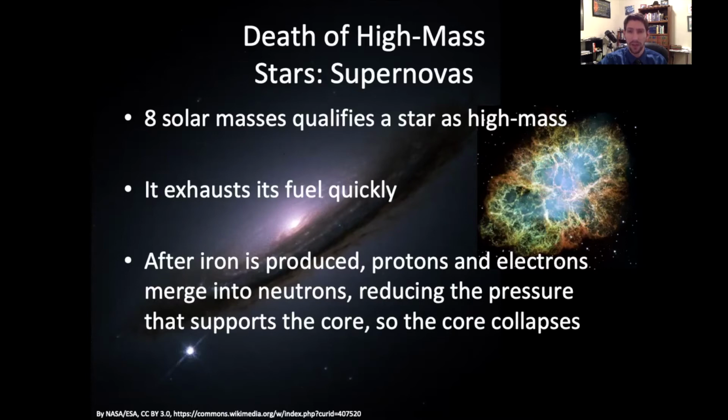Since iron does not release energy when it fuses, iron fusion would not support a star against gravitational contraction. Protons and electrons merge, so to speak, into neutrons, thus decreasing the pressure that is supporting the core. So then the core collapses. The outer layers strike the neutron core and then rebound. The star explodes as a supernova.